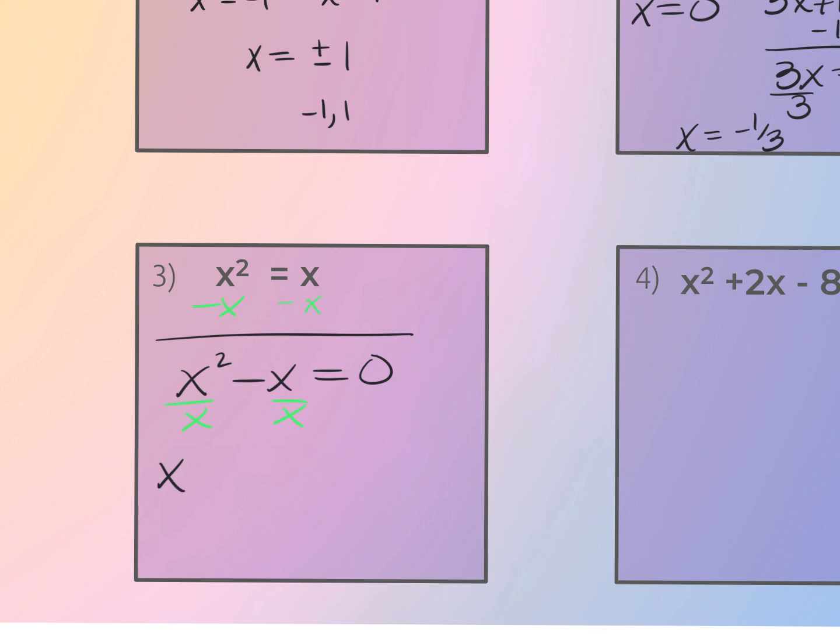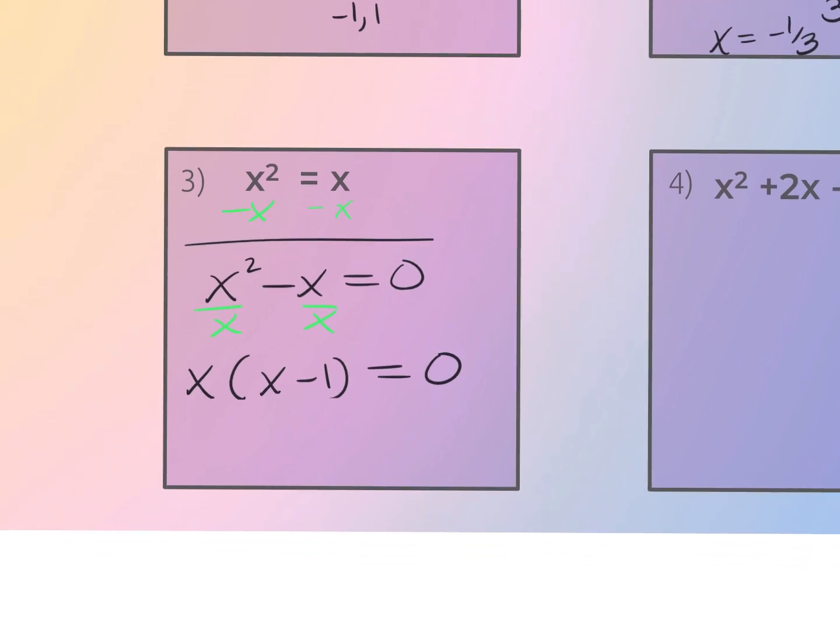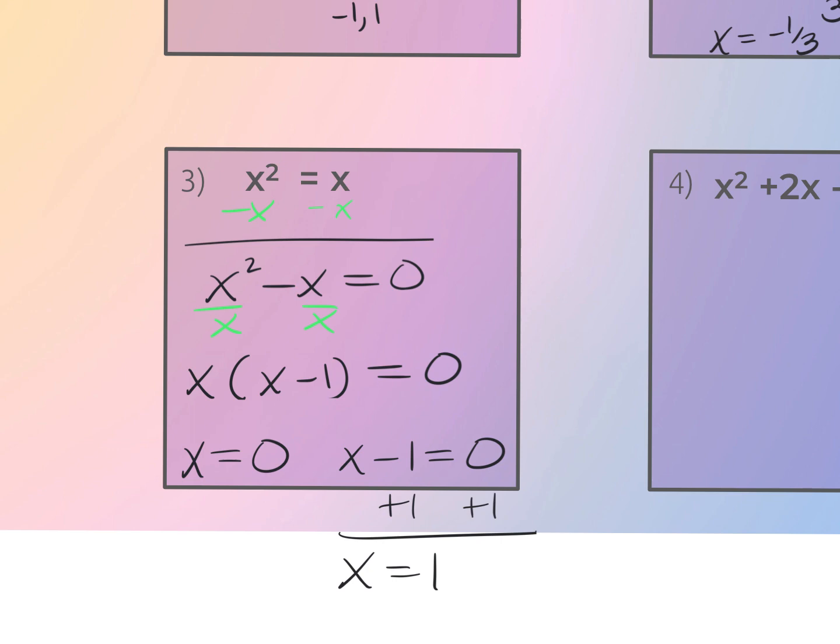Write the GCF, write what you get after you divide, and now set each one of these terms equal to 0. So the first one will be x equals 0, and then the next one, x minus 1 equals 0. I need to add 1 to both sides, and x equals positive 1. So my two solutions will be 0 and positive 1.